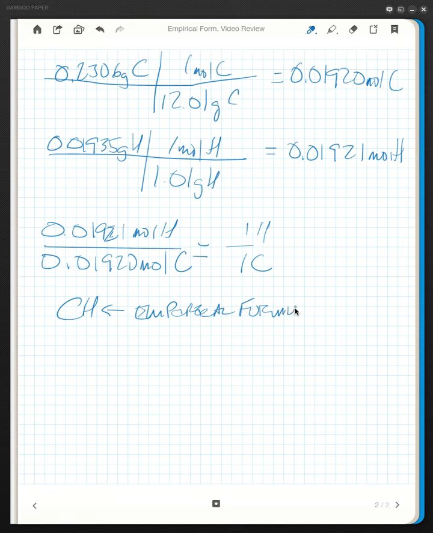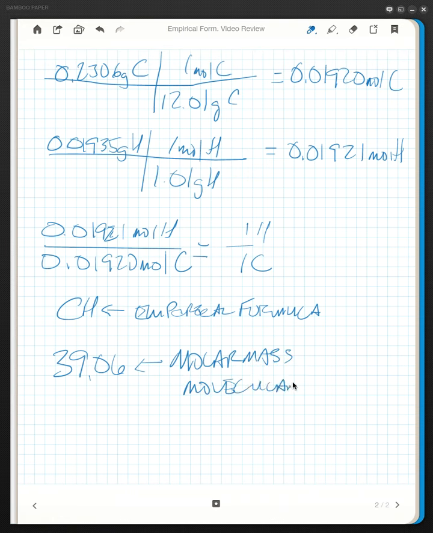And of course, this is never good enough. They would say something along the lines of, you have the actual molecular mass. So we'll call it the molar mass of the molecular compound is this. What's the molecular formula? And so you need to then divide the molecular or the molar mass by the empirical mass.